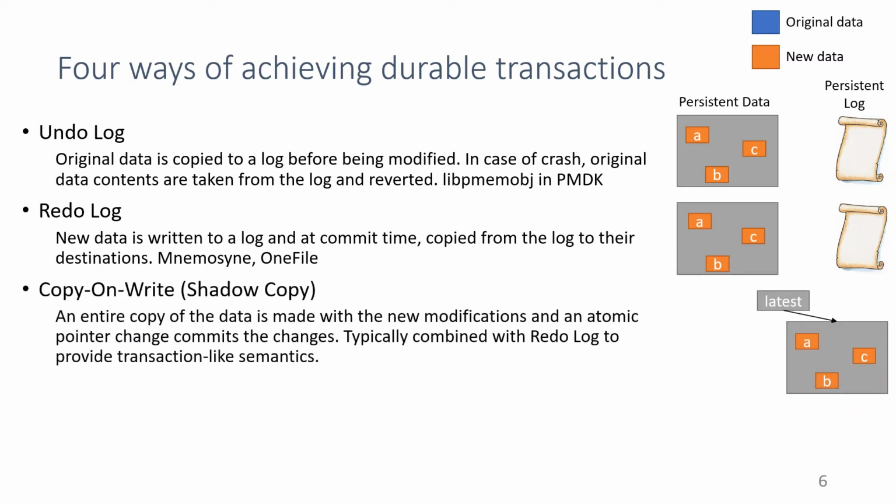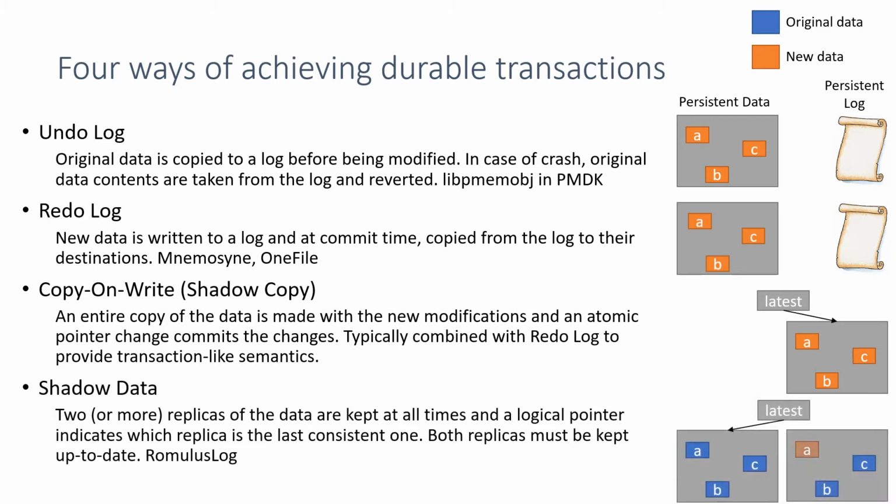Then there's copy on write, sometimes called shadow copy, and in copy on write, you usually have a pointer or a logical pointer, and when you want to do a modification, you create an entire replica of your data with these modifications, and then you do a single pointer swap with flushes and fences to indicate that the new data is the next one. And shadow data is kind of similar to copy on write, but it's not the same thing because you keep 2 replicas the whole time and you keep them up to date. First, you apply the modifications on one of the replicas, then you toggle the pointer, then you apply the modifications on the other replica. The next time you toggle the pointer in the opposite direction.